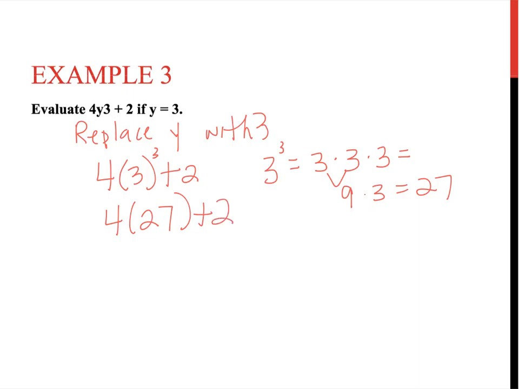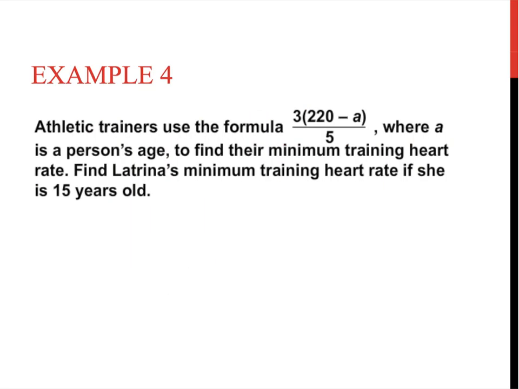Now we do the multiplication first, order of operations. 4 times 27 is 108 plus 2 gives me 110. And there you have it. So now let's look at example number 4.